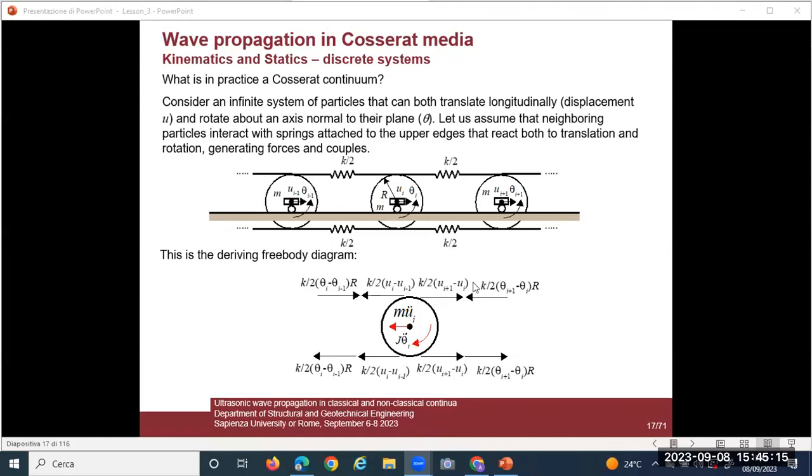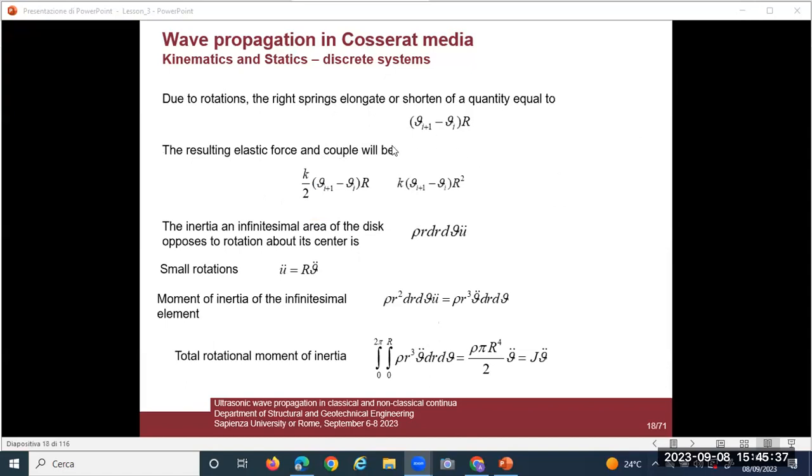Therefore, you will have a couple of forces acting on this particle. So you have to take into account the action of these forces, and not only require translation balance, but also require rotation balance. So this is what I said before. The spring elongates, and this results in a force. Sorry, this is elastic force. This is U, and a couple, which will be this one.